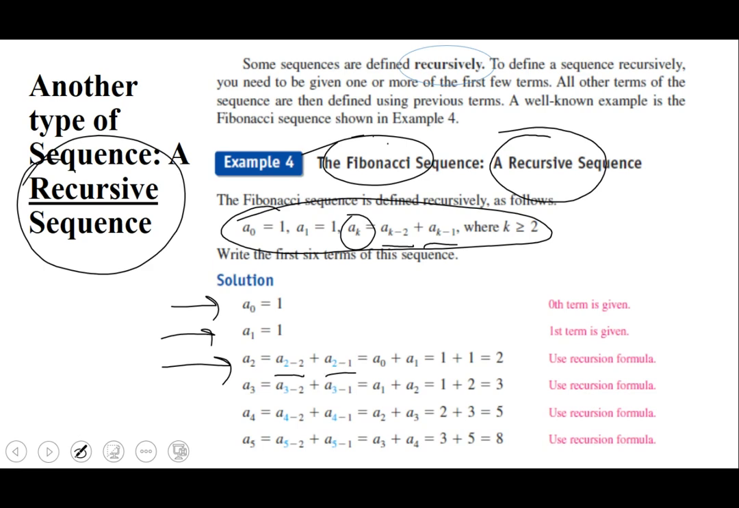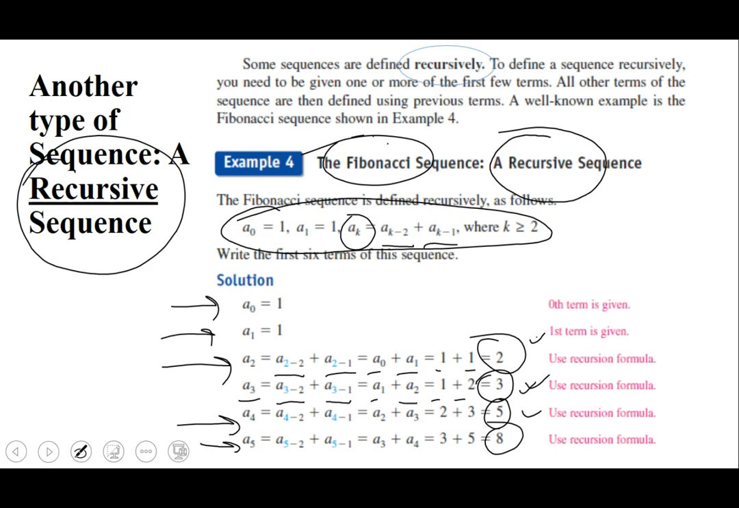In this case, that would be the 0th term plus the first term, which would be 1 plus 1, which is how you would get a value of 2. If you're trying to find the third term, you would add together the term 2 spots behind it plus the term 1 spot behind it, which in this case would be a sub 1 and a sub 2. That would be 1 plus 2, which would be 3. If you want to find a sub 4, you're going to add the 2 previous terms, which would be 5. If you're going to find a sub 5, you would add together the 2 previous terms, which would be 8, and the pattern would continue.